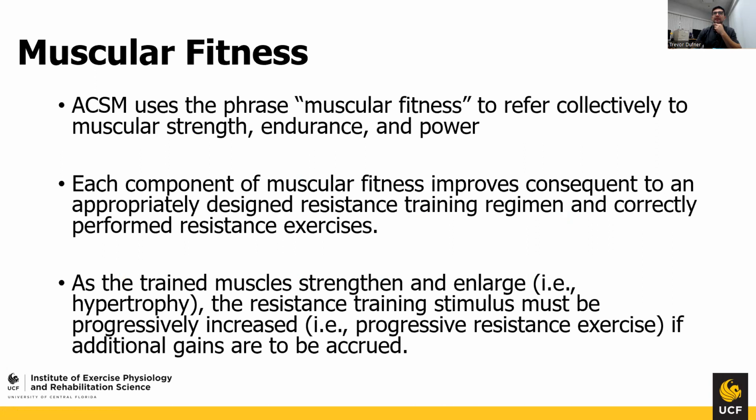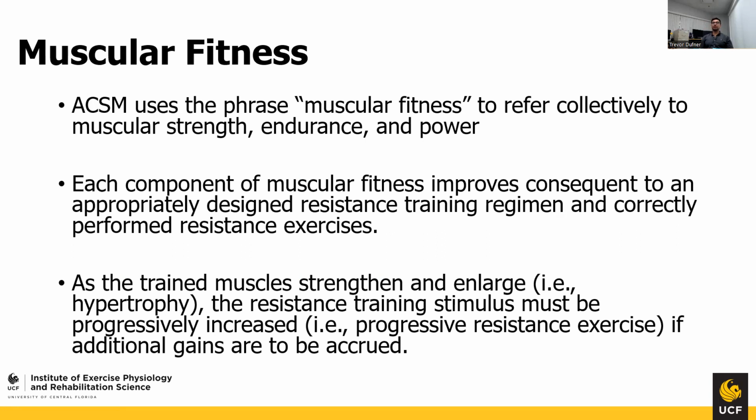The ACSM, the American College of Sports Medicine, uses the phrase muscular fitness to refer collectively to muscular strength, endurance, and power. Each component of muscular fitness improves consequent to an appropriately designed resistance training regimen, correctly performed resistance exercises. So if you're lifting things that are really, really heavy, you're going to be improving muscular strength. If you're lifting things that are moderately heavy or pretty heavy, but you're moving them as fast as you possibly can, that's going to be muscular power training. And if you're doing lots of repetitive, low weight, long duration training, that's going to be your muscular endurance training.